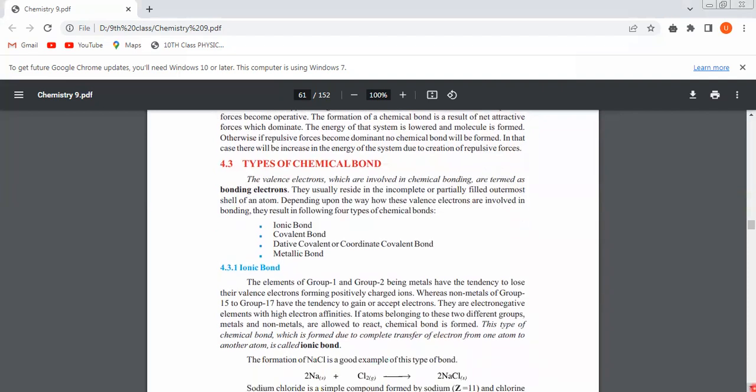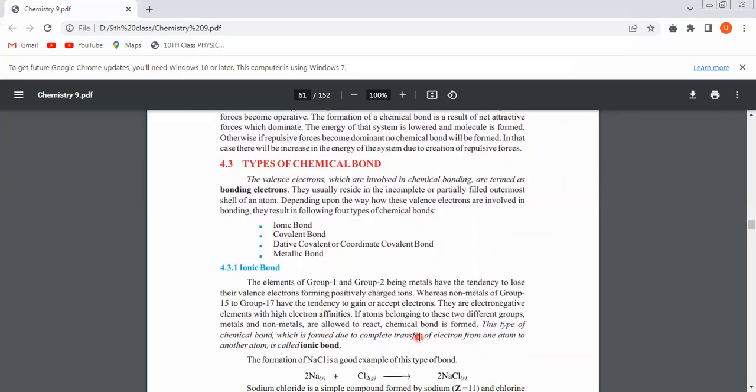Types of chemical bond. The valence electrons which are involved in chemical bonding are termed bonding electrons. They usually reside in the incomplete or partially filled outermost shell of an atom. Depending upon the way these valence electrons are involved in bonding, they result in the following four types of chemical bonds: ionic bond, covalent bond, dative covalent or coordinate covalent bond, and metallic bond.